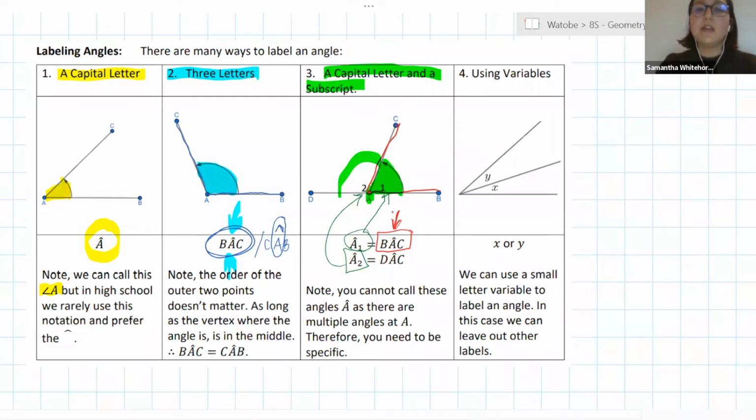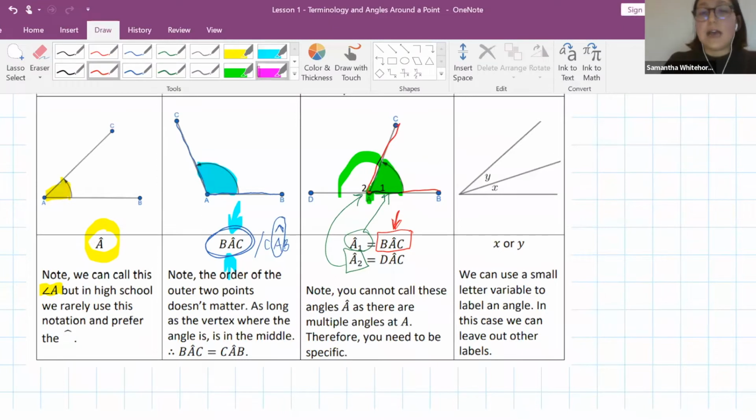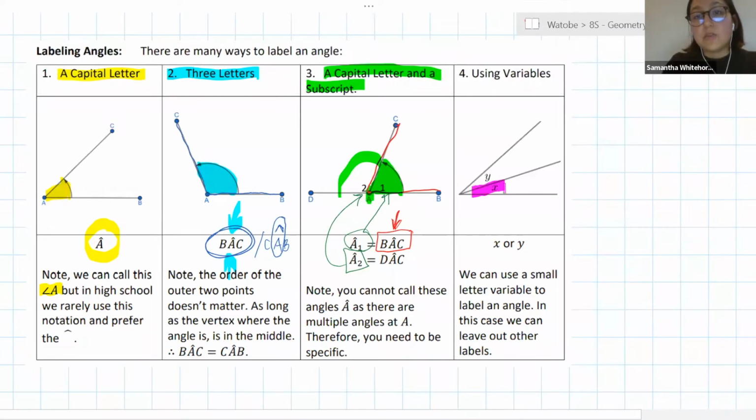Right, and then finally, we can use variables to label our angles. This will be if I've given you the variable on the diagram, you can't just add it yourself because we need to know what you're talking about. But basically, if there is an X or a Y there, you can just say angle X or angle Y. This will be mostly what's going to happen in our examples here. But just bear in mind that there are different ways to label different angles.